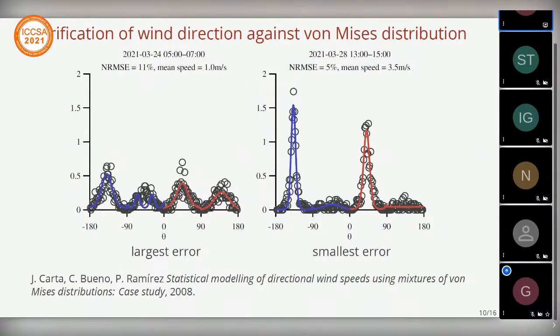Also, we approximated wind direction by another distribution, which is the von Mises distribution, using the same method, the same least squares fitting. There is the best approximation for our interval on the left and on the right, and the worst on the left. Same as on the previous slide, red lines for positive values, blue for negative, and circles for observed values. The error is slightly bigger than on the previous slide, but it's still good enough.